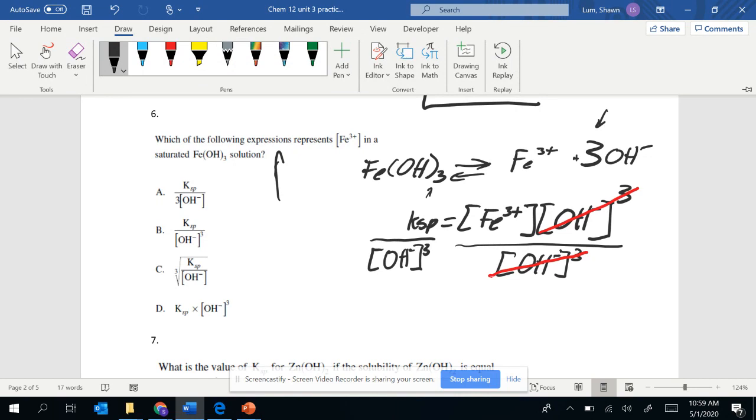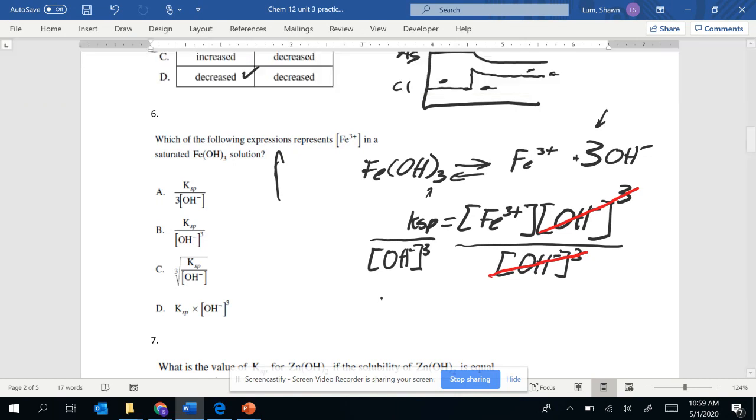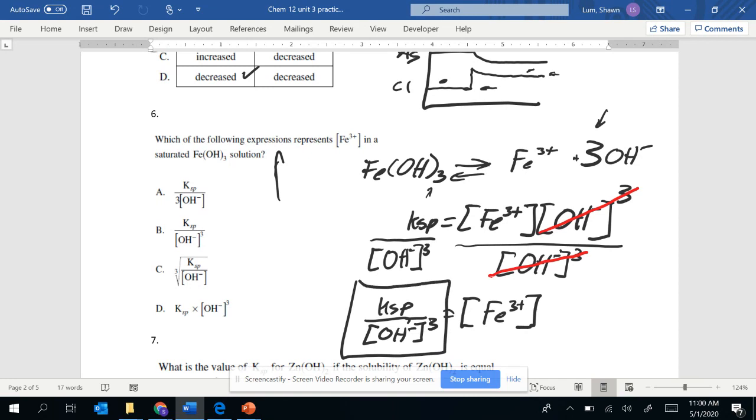And then that means I'm left with Ksp over the concentration of OH minus cubed equals the concentration of Fe3 plus. So my answer is this thing right here, Ksp over OH minus to the power of 3. Which one of these says that? There it is. Okay.